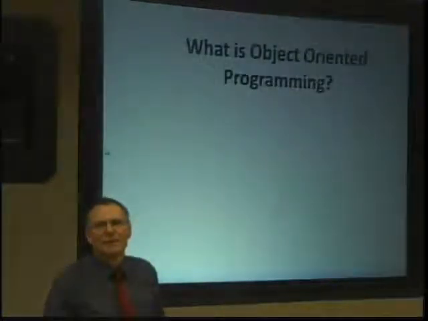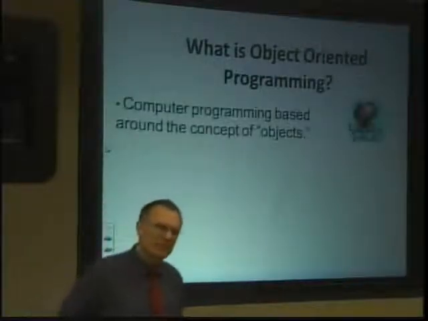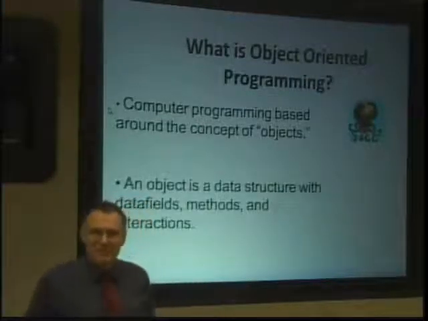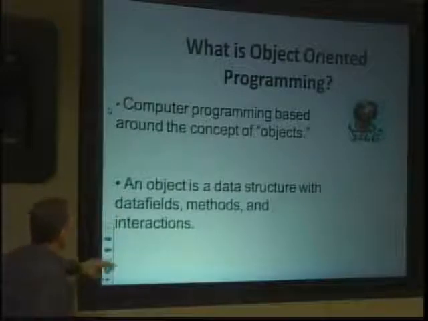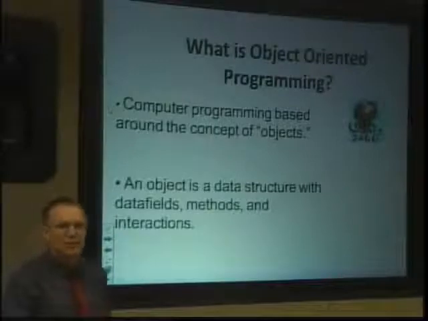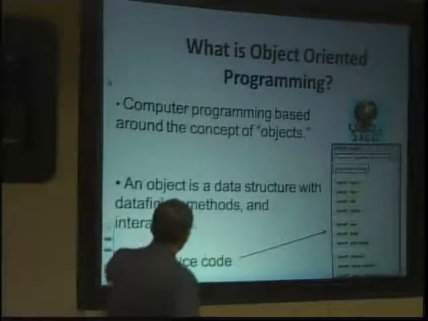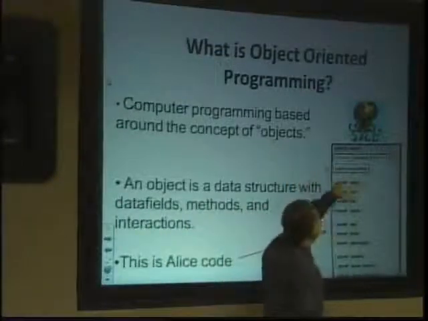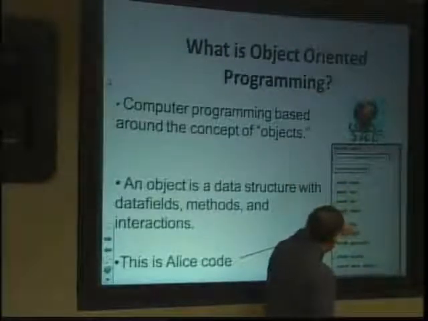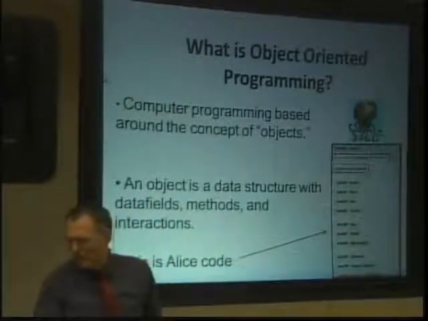It's fun. So, what is object-oriented programming? It is computer programming based around the concept of quote-unquote objects. An object is a data structure with data fields, methods, and interactions built into that data structure that all kind of go together. Here's Alice code of an object called the sheriff. The sheriff can move, turn, roll, resize, say, think, play a sound, move to, etc. Those are things that that data structure can do.